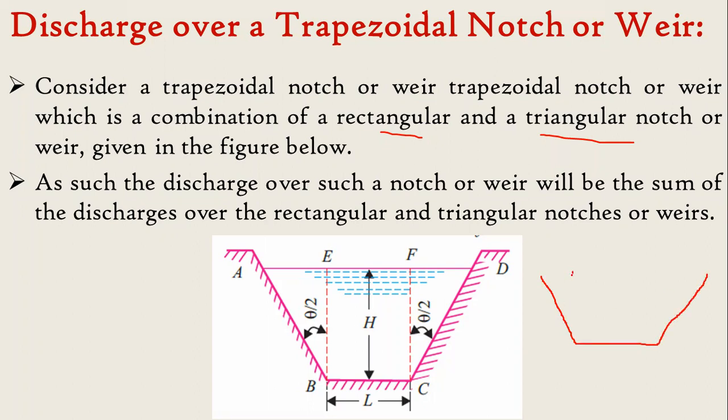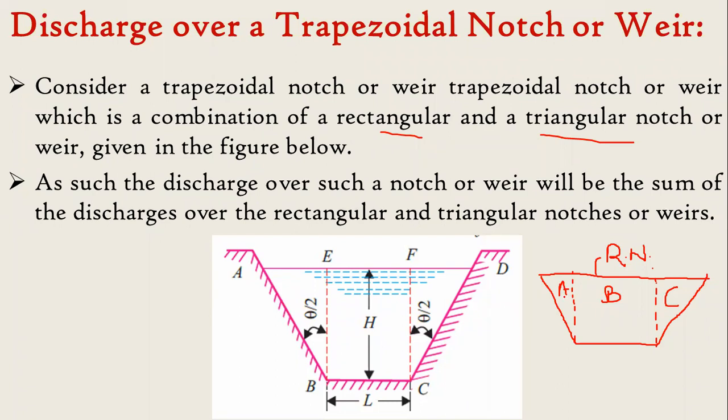a trapezoidal notch, I can divide this trapezoidal notch into three parts. I'll call this A, B, and C part. Now, if you see the middle B part, it is nothing but a rectangular notch. So for this B part of the notch, I can use the formula for discharge over a rectangular notch.